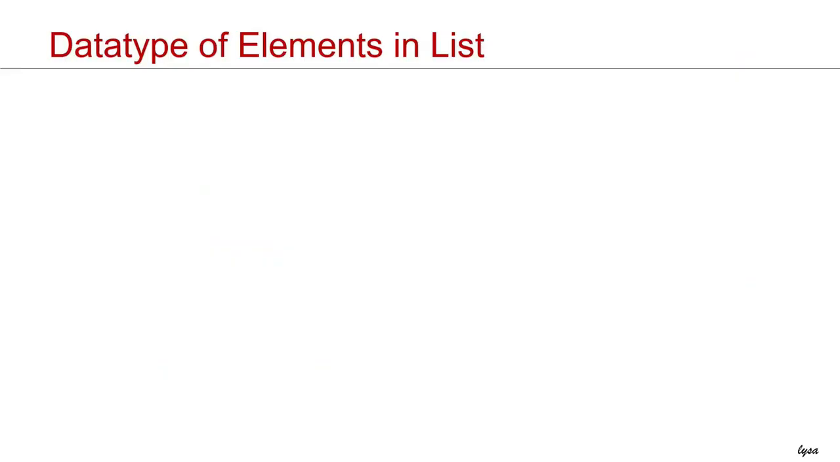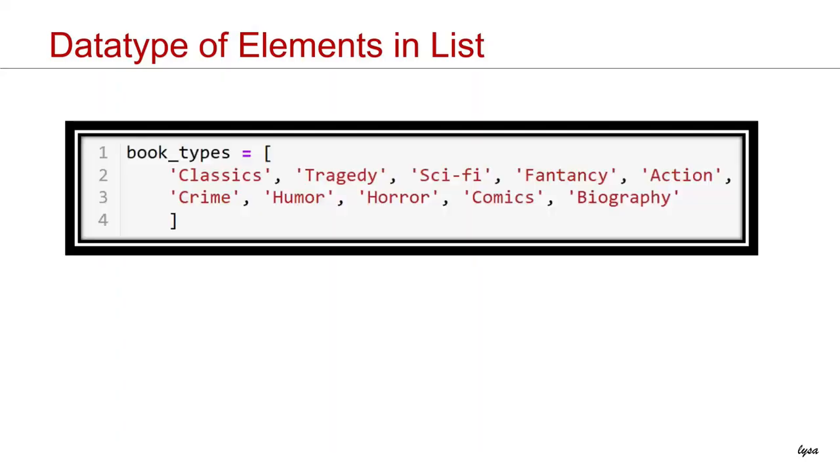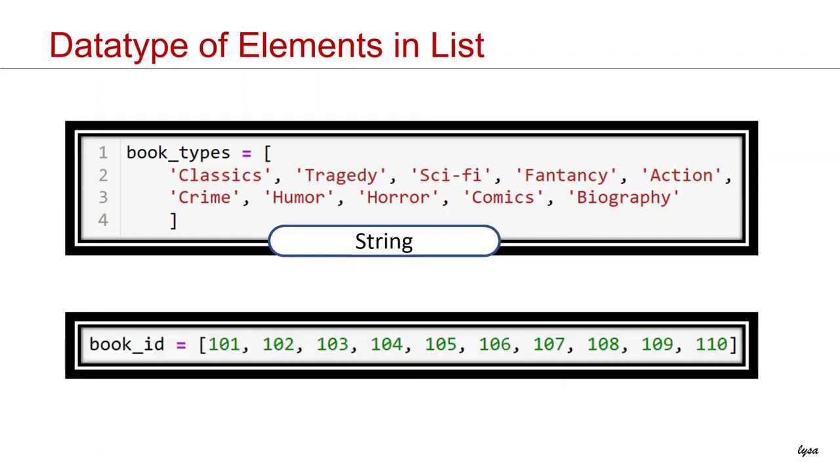Now, what should be the data type of the elements which are found in the list? We already saw that it is a collection of items which can have both primitive and non-primitive data. That being the case, in the first case, we took a list of strings. In the example that we just did, we took a list of integers. It's also possible to have a list of non-primitive data items.